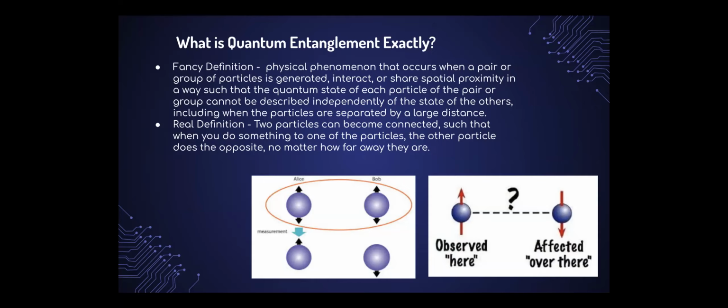The broken down definition, the real one, is that two particles can be connected such that when you do something to one of the particles, the other particle does the opposite, no matter how far away they are. This quantum phenomenon has been demonstrated with photons, electrons, some quarks, I think. It's a very real thing of the quantum world, and it's freaky. Einstein and Schrodinger did a lot of research into this.